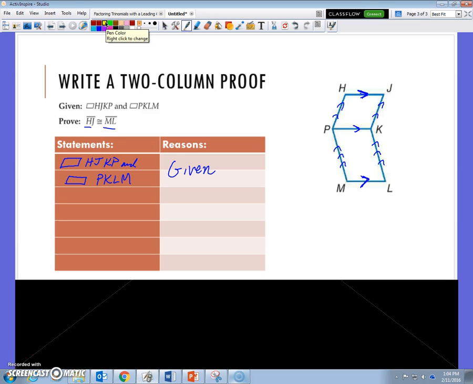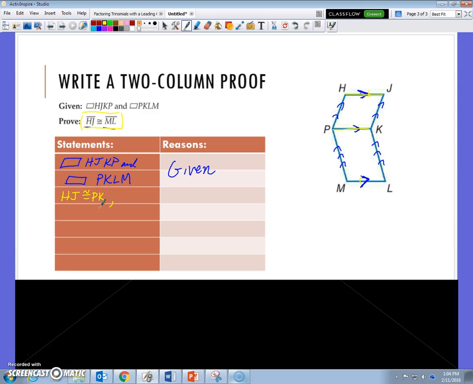Now, we know things about parallelograms. What we're actually trying to do is prove a congruence right here. We're trying to prove that two of these side lengths are congruent. And so to do that, we would have to show that HJ is congruent to PK, and therefore PK must be congruent to ML. Well, we can do that because we know some theorems about parallelograms. We know that their opposite sides are congruent. So what I'm going to say is that HJ is congruent to PK.